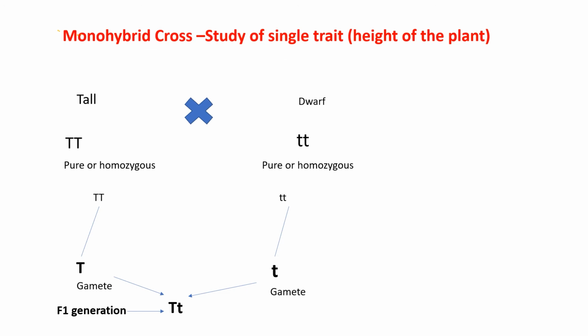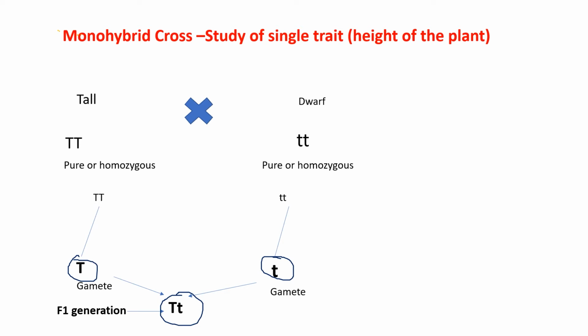Monohybrid cross. Here we are studying a single trait. Height of a plant. Mendel took the height of a plant. Tall plant, dwarf plant. Tall is pure, homozygous. See, capital T, capital T. The allele is homozygous. Here, dwarf is again pure and homozygous. And what is shown here? This is the gamete. You see that? Capital T, and these are the reproductive organs. They fuse to form the F1 generation. F1 generation is heterozygous. It is not homozygous.